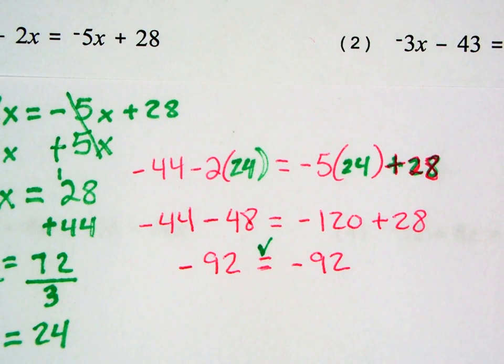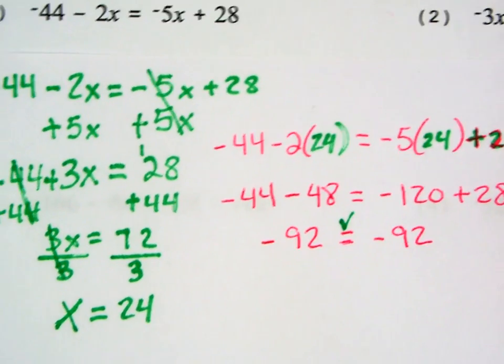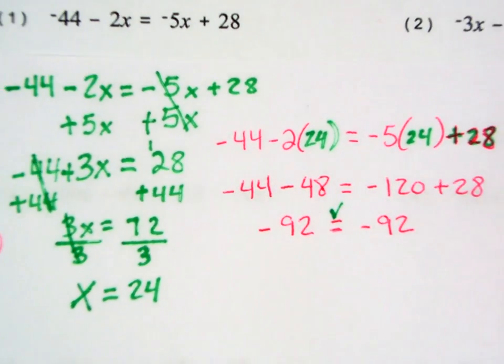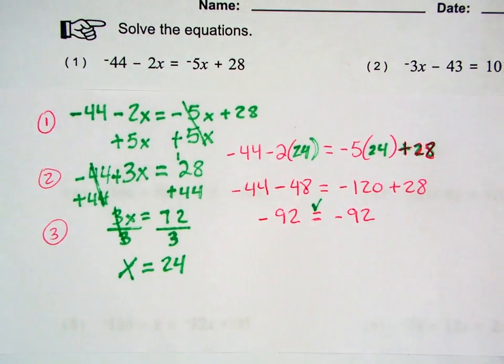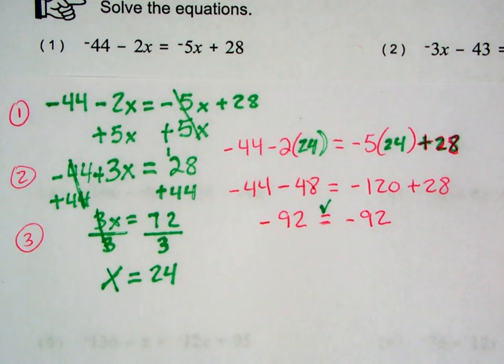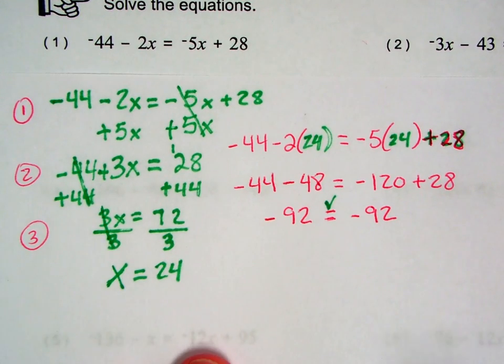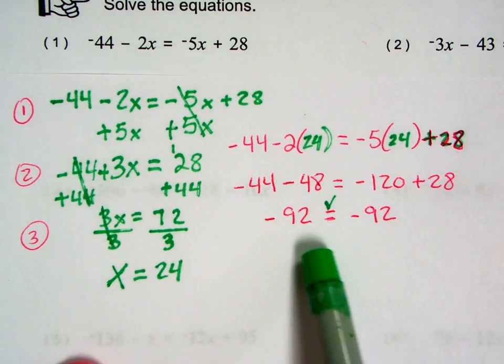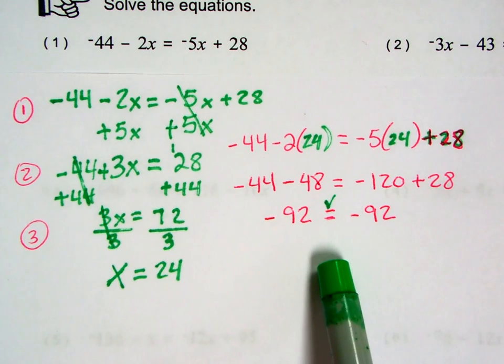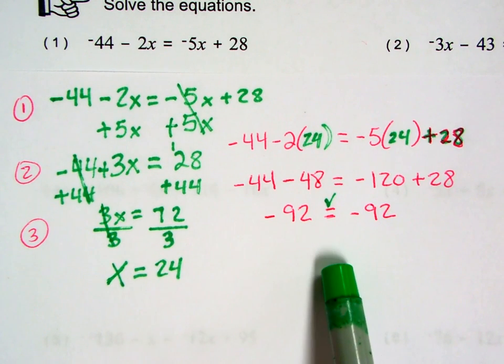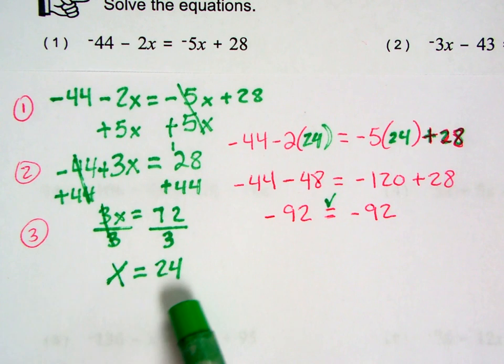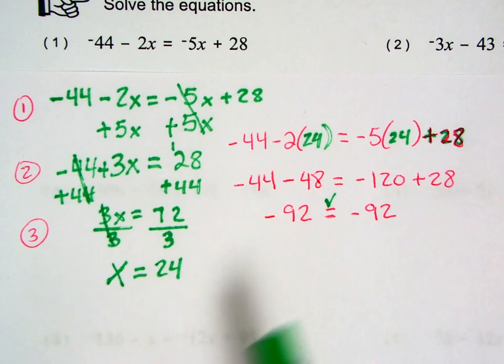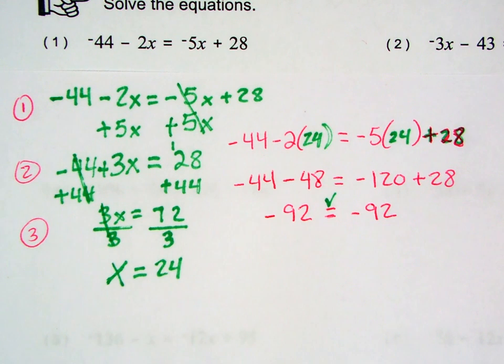Negative 92 is equal to negative 92, so we know that our solution does work. We know that x equals 24 is a valid solution for this problem. And I would highly recommend you get in the habit of plugging your answer in and verifying that it keeps your equation true. Because if you do that, you're absolutely certain that 24 is a solution to that answer. You can move on to the next problem confident that you've got it right. And that's a very nice thing to have.